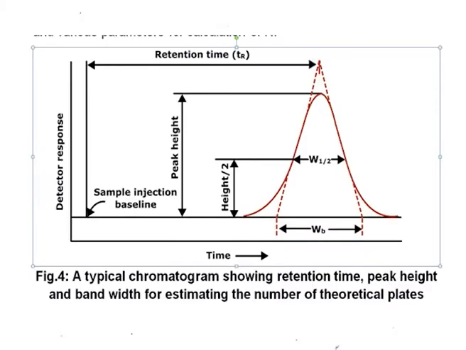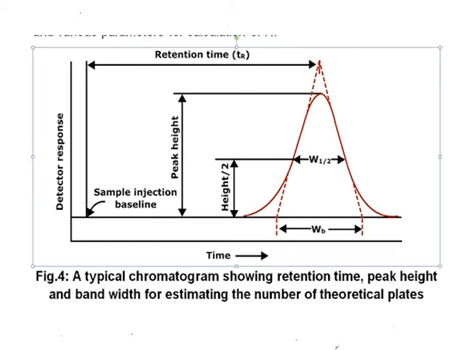Figure 4 shows an elution peak and various parameters for the calculation of N. Figure 4 is a typical chromatogram showing retention time, peak height and bandwidth for estimating the number of theoretical plates, where it can be seen that W is the peak width or the bandwidth, and W half is the bandwidth at half the height of the peak.